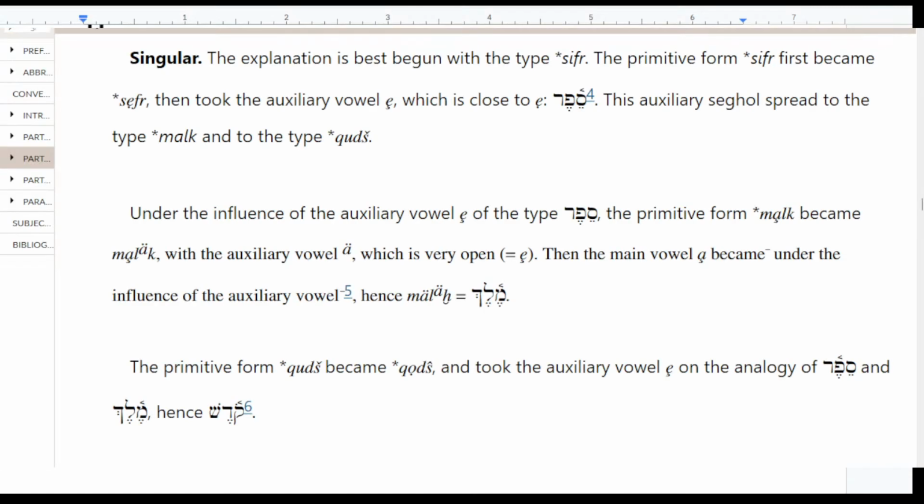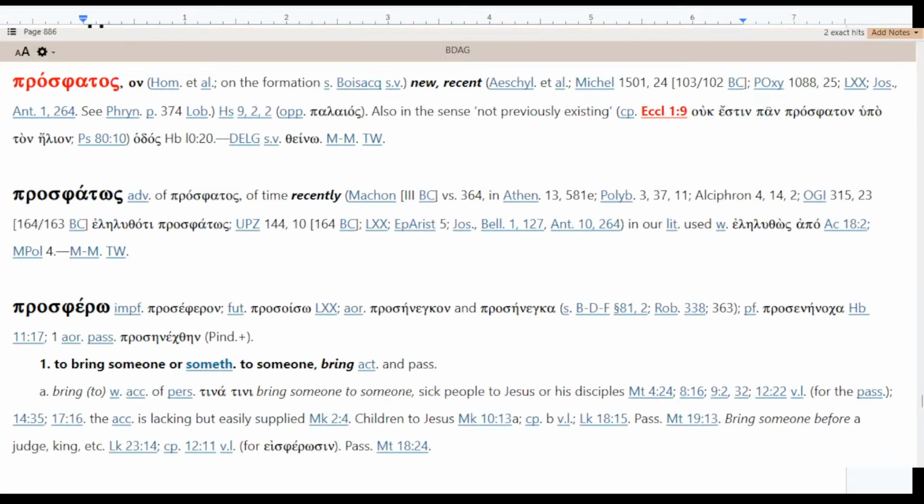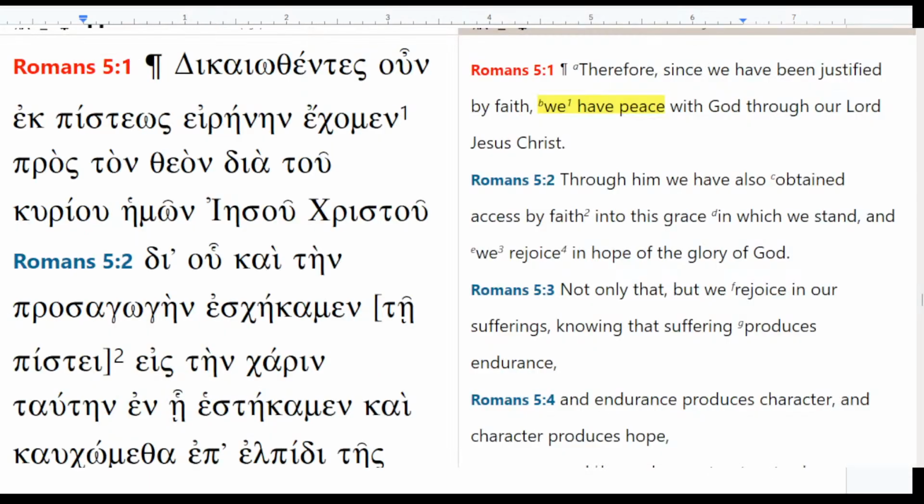Let's get that out of there. What happened to my Greek New Testament here? I just had it a second ago. ESV notes, PDAG. Well, this is amazing. Here we go. All right.